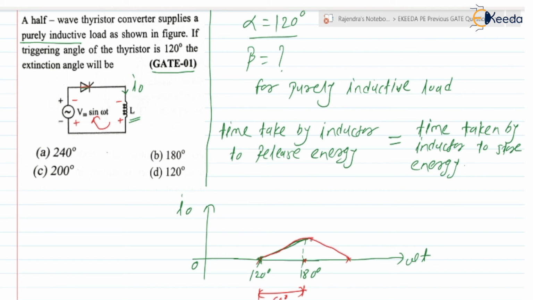So the waveform will be roughly like this. 180 plus 60 degrees: for 60 degrees the inductor is storing the energy, and for the next 60 degrees the inductor takes to release the energy. So 180 plus 60 is 240 degrees. This 240 is nothing but beta, and this 120 is nothing but alpha. Is that clear? In the case of an inductor, whatever time the inductor takes to store the energy, it always takes the same time to release it. So here beta is equal to 240 degrees.